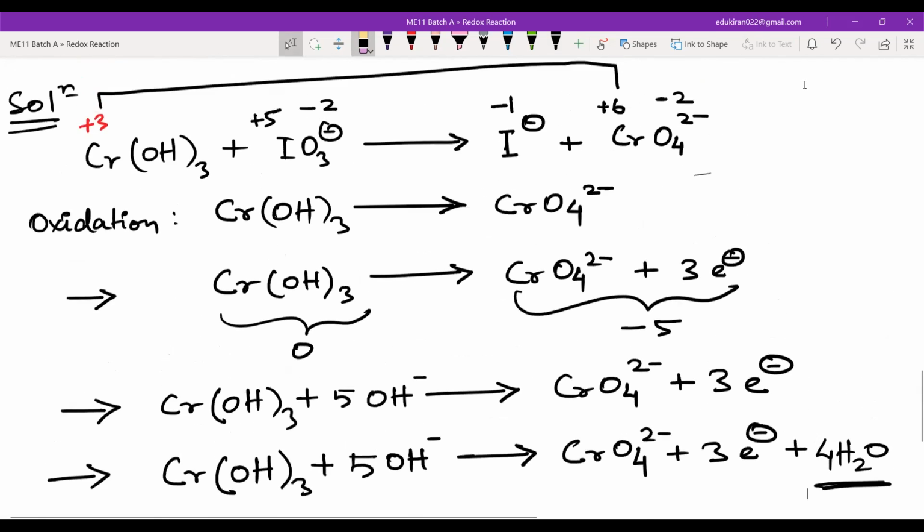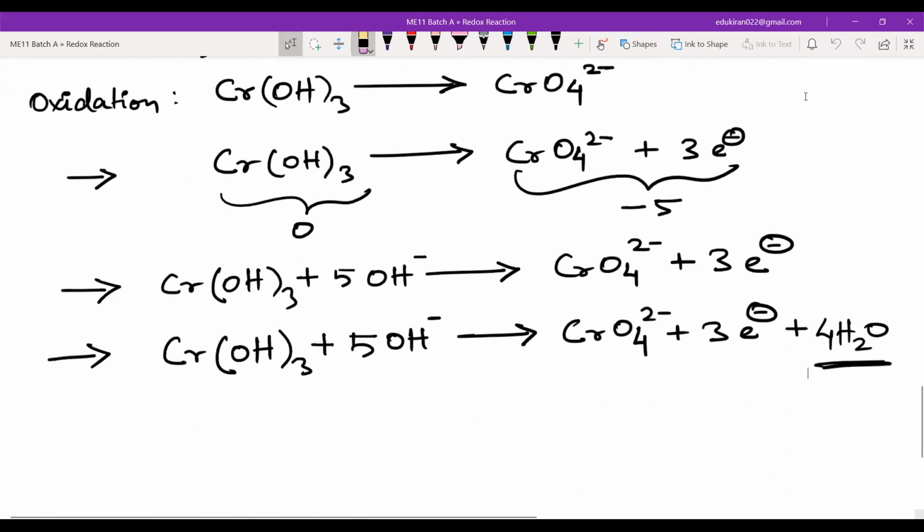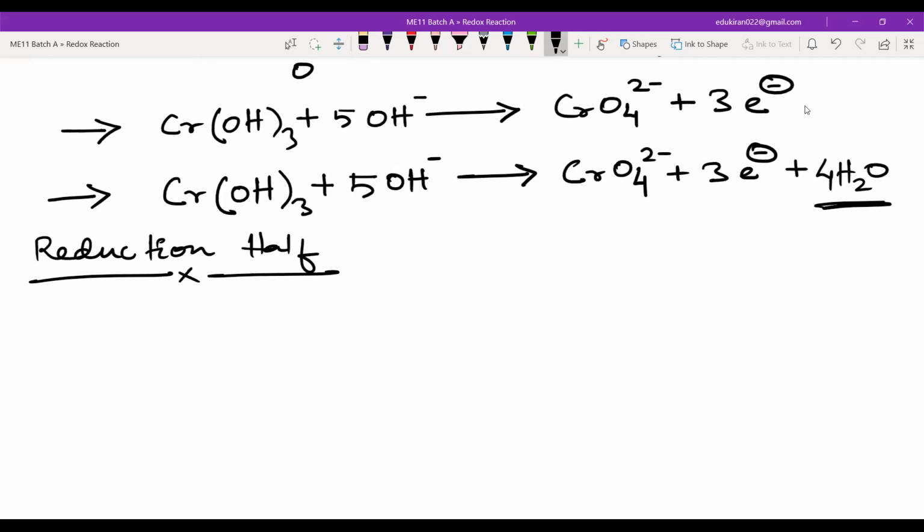plus how many electrons? See the change here. It is going from +5 to -1. So how many electrons will be needed? Tell me now. From here to here, +5 to -1. 6 electrons will be needed. So you'll write IO3 negative plus 6 electron will give me I negative.